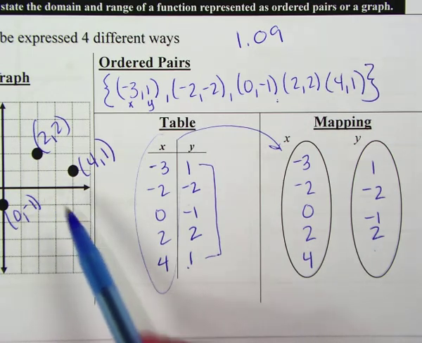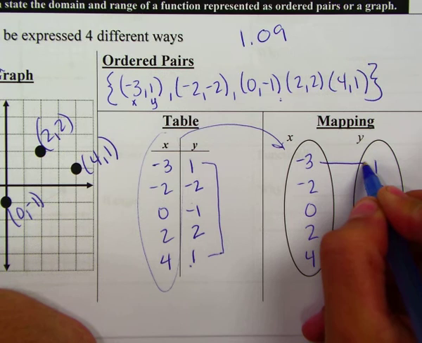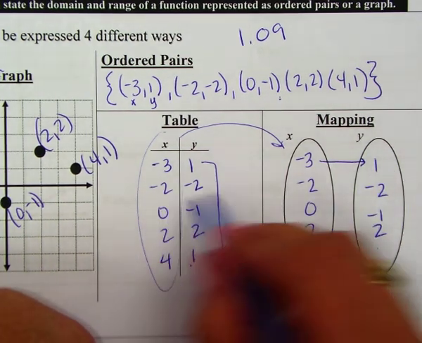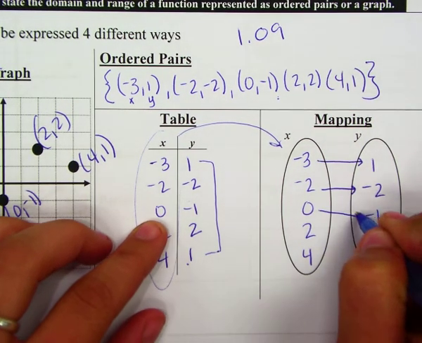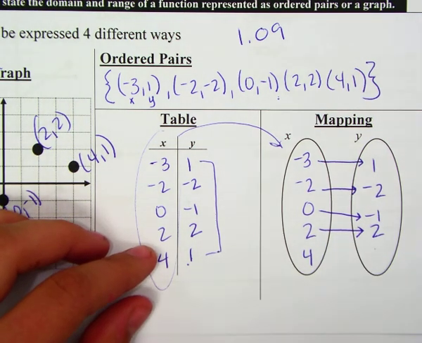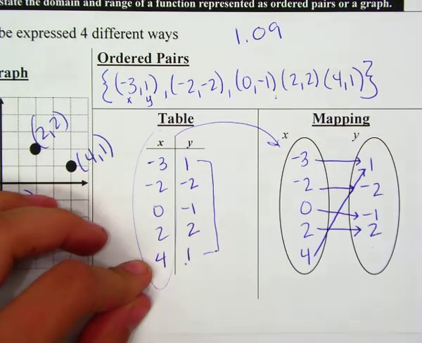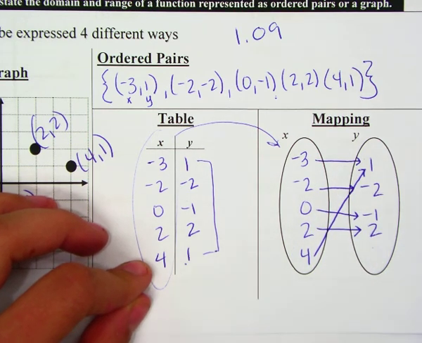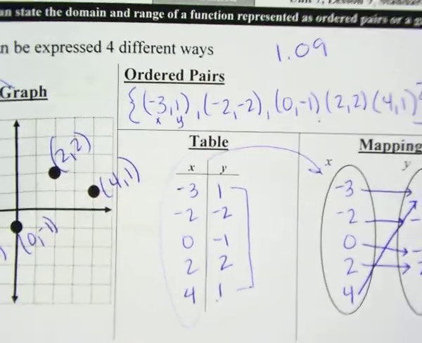Now, on this graph, the negative 3 maps to the 1. The input is negative 3, the output is 1. Input is negative 2, the output is negative 2. Input is 0, the output is negative 1. Input is 2, the output is 2. But notice here, if the input is 4, the output is 1. So both the negative 3 and the 4 map to the 1, which is okay. That's fine. Okay, so that's just a little review.